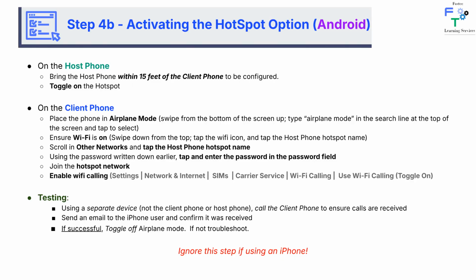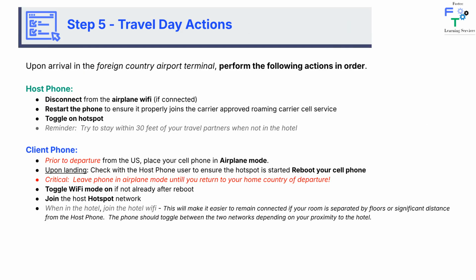Once the test is completed successfully, toggle off airplane mode and rejoin your normal Wi-Fi network. Step 5. Travel day. At this point, you have tested your configuration and are ready to travel. These steps will be performed once you have arrived at your international destination airport.